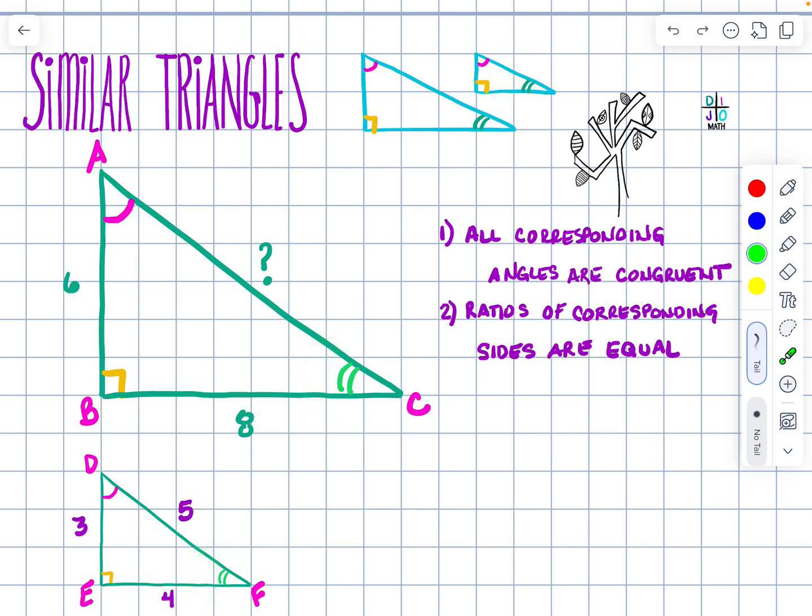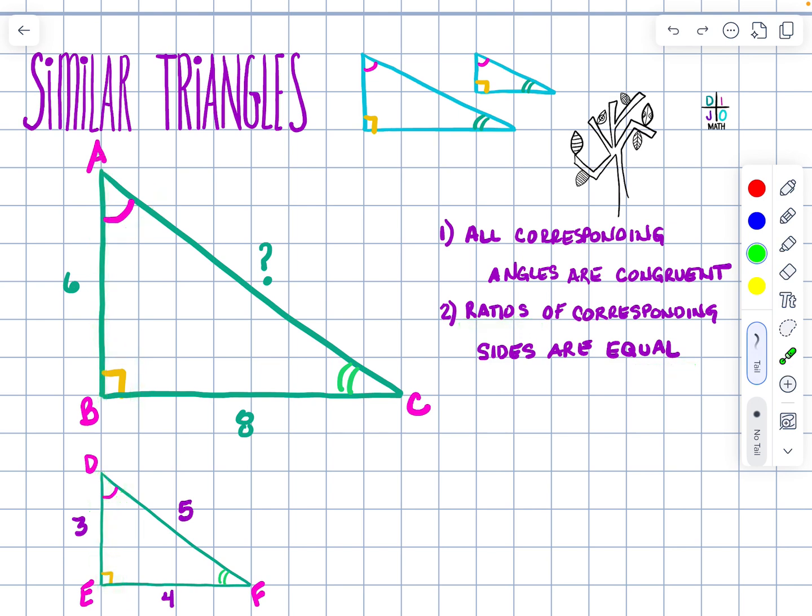And number two, the ratios of the corresponding sides are equal. Now, what does that mean? Again, not only do we have these corresponding angles, we have corresponding sides. And this side is between this angle and this angle, so it's related to this side, which is between the same two angles. Okay, so those are corresponding sides, and the ratios of those sides are equal.